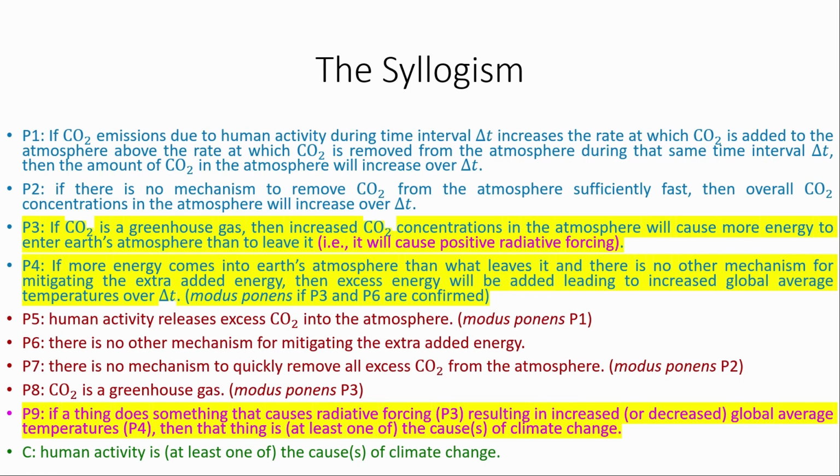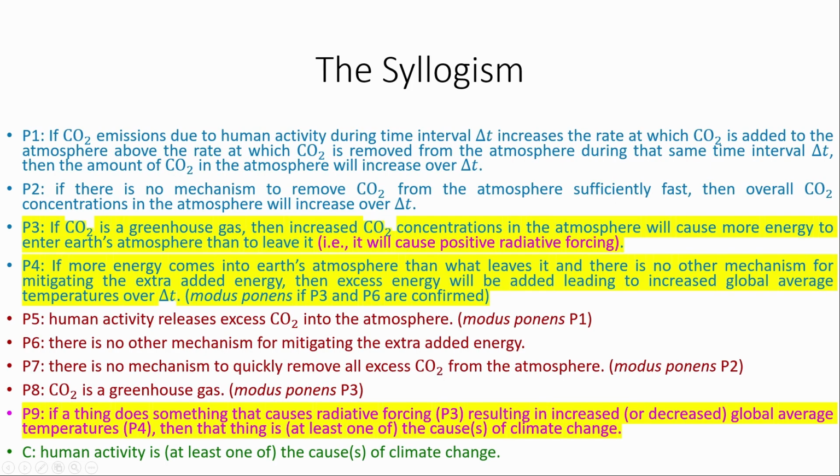Checking back in on our syllogism here, like I said at the beginning of the video, we're not really going to establish any of these, but we do further justify these three I have here highlighted in yellow. So we've further justified that if CO2 is a greenhouse gas, then increased CO2 concentration in the atmosphere will cause more energy to enter the Earth's atmosphere than leave it. P4, if more energy comes into the Earth's atmosphere than what leaves it, and there is no other mechanism for mitigating the extra energy, then excess energy will be added, leading to increased global average temperatures over some time delta t. And we saw in this video how that actually works.